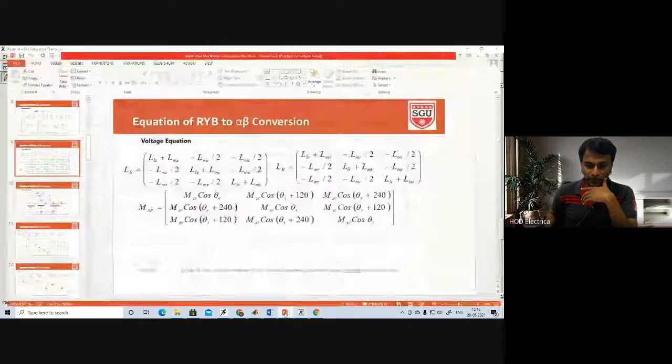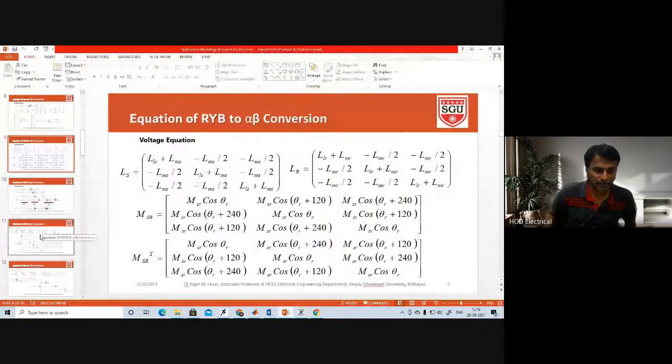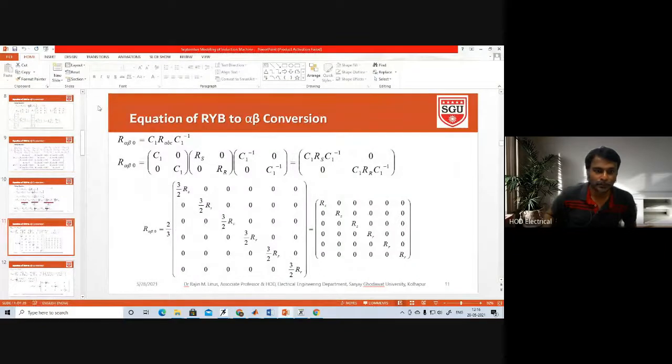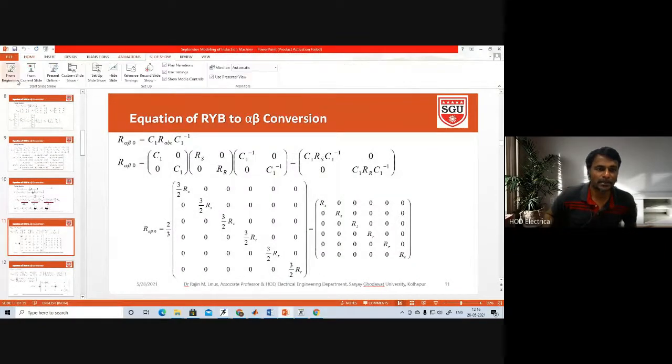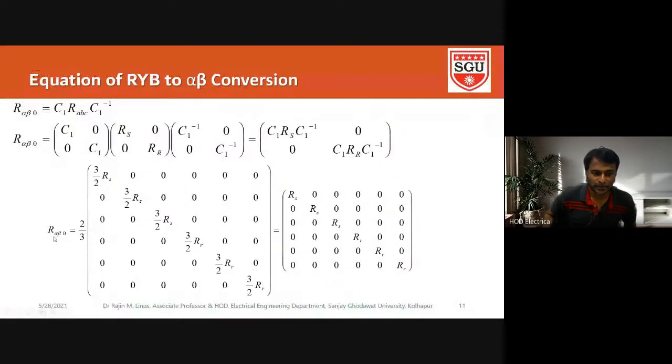Let me go with this PPT so that you can easily understand, due to the pen problem. If you derive it and substitute here, the root 2 by 3 automatically gives a 2 by 3 value. So if you derive it, you will have the resistance matrix R alpha beta naught equal to RS, RR, where this is the RS matrix and this is the RR matrix, the same as in the ABC sequence.